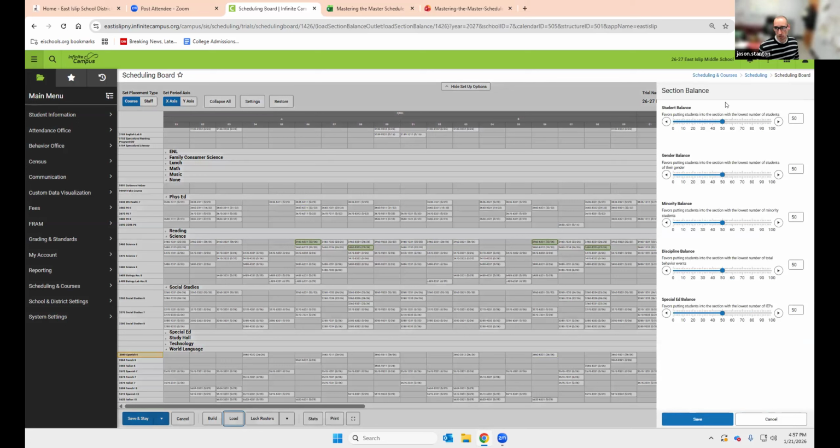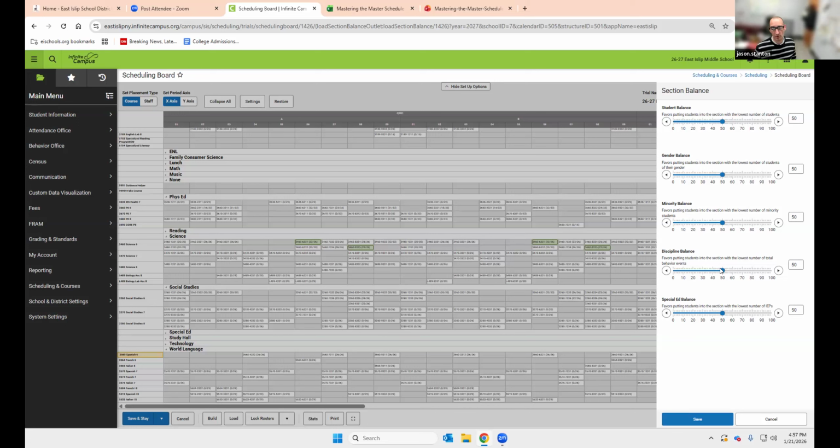You can see I can control, I have to move the video, sorry, I can control the student balance per class, the gender balance like I was talking about before. They added minority balance a couple of years ago into here too. The discipline tool is great because it'll help, depending on if everyone's logging everything in Infinite Campus, behavior record wise. When I load the schedule here using this tool, it'll keep those students away from each other.